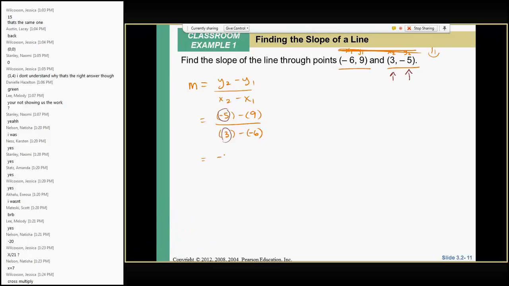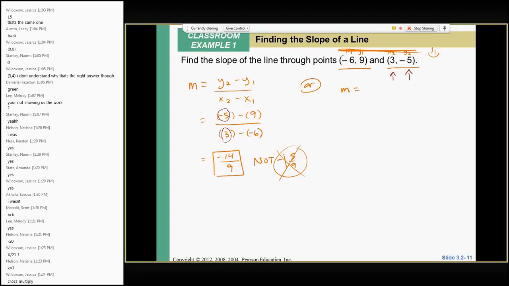-5 minus 9 is -14. 3 minus a -6 is actually +9, correct? Can you simplify that any further? Not really, and don't write -1 and 5/9. Not for slope. Don't write mixed numbers. Slope is always a relationship to rise over run. So you need one number for the numerator, one number for the denominator. Okay.